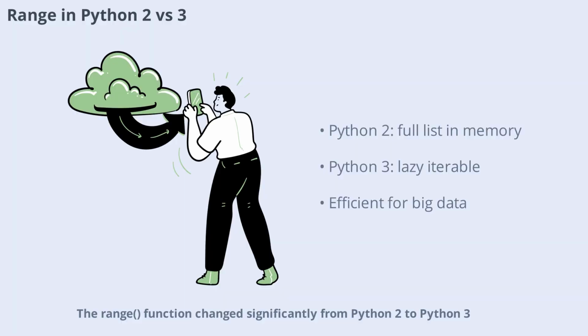Range function changed significantly from Python 2 to Python 3. In Python 2, range creates a full list in memory, which can be a problem with large datasets. Python 3's range returns a lazy iterable, generating numbers on demand and using almost no memory. This is a game changer when working with massive AI datasets, allowing you to iterate over millions of items without crashing your system.